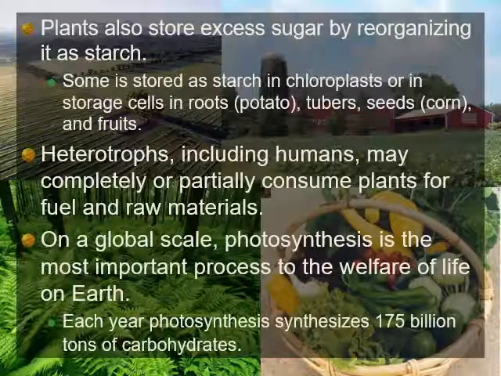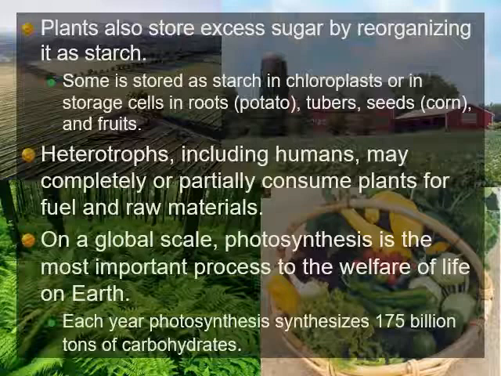Most of the excess sugar that plants actually make is stored as starch. We talked about starch as a carbohydrate back in biochemistry. And in certain plants, they store a lot in their roots, such as potatoes or tubers. Seeds, of course, will store lots of starch, and of course, fruits store lots of different sugars, fructose, and lots of carbohydrates. Heterotrophs, that means anything that eats other organisms, including humans, like ourselves, may partially or entirely consume the plant for fuel or raw materials.